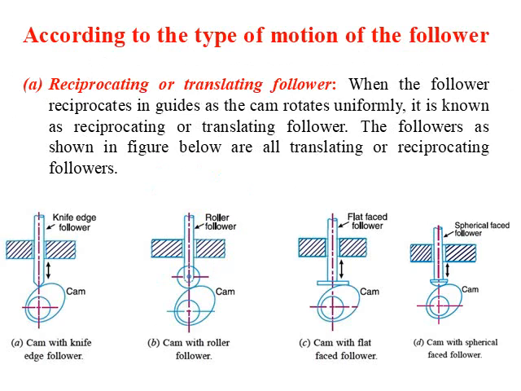Next topic, classification of followers. The followers may be classified according to the surface in contact, according to the type of motion of the follower, and finally the last classification, according to the path of motion of the follower or line of motion. So we discuss briefly each classification one by one.